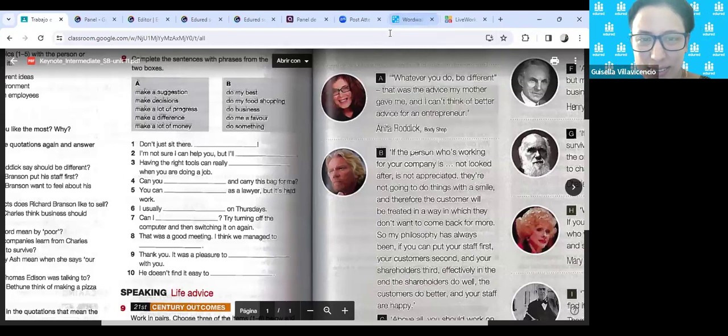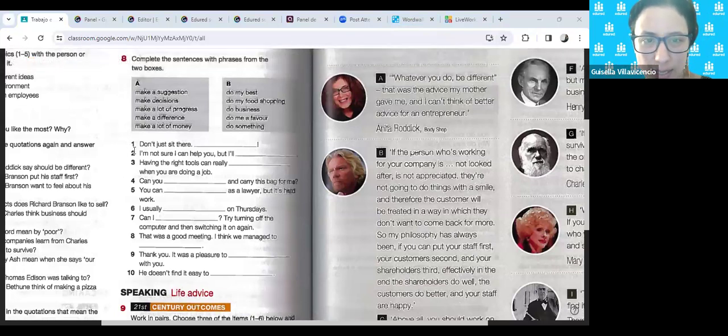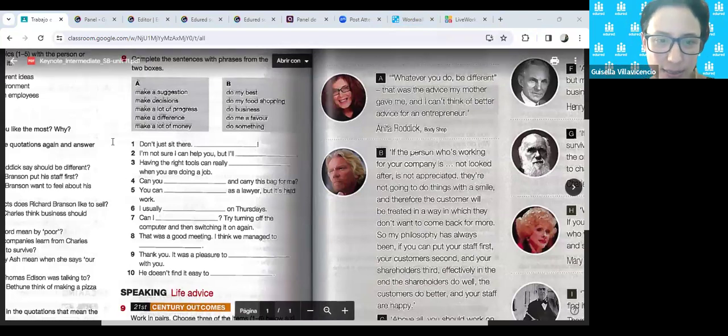Estamos esperando. Voy a dejar la pantalla aquí, ¿ok? Para que vean las tres oraciones primeritas. Que dice: Don't just sit there. I'm not sure I can help you, but I'll. And having the right tools can really, when you are doing a job.